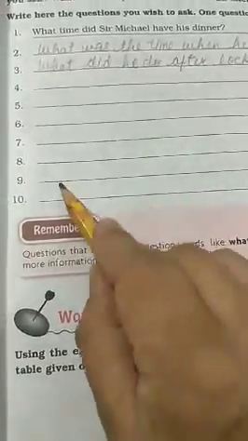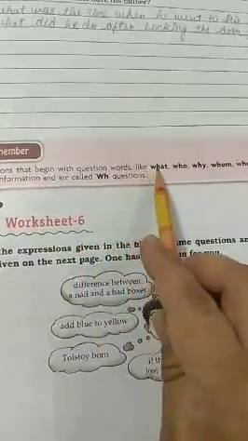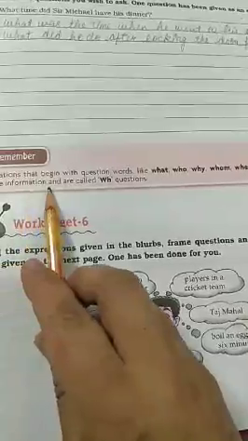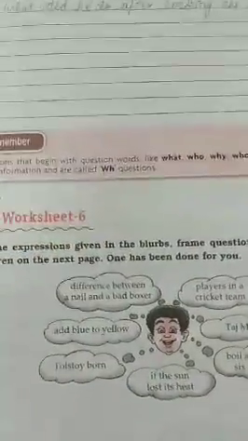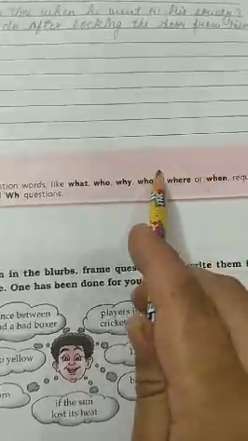Fine, you will do this exercise yourself, and then you have to remember that questions that begin with question words like who, what, why, whom, where, or when require more information and are called WH questions. So the questions which have these 5 or 6 words here require proper answers. Okay, that is why they are called WH questions.